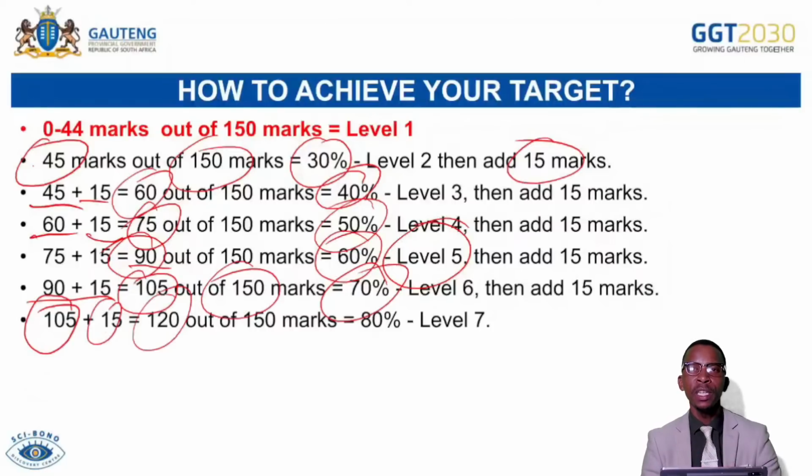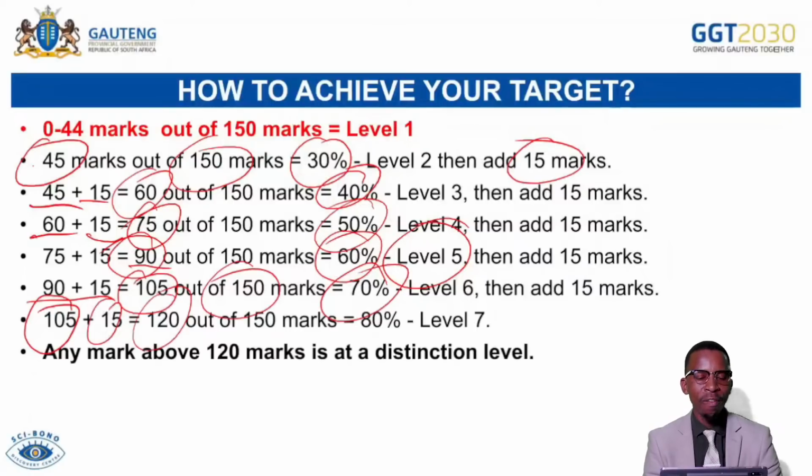So it is very easy for you to move from one level to another. As we are studying now, you know where you are as for your preparation. Just put more effort to move from one level to another until you achieve your target. Any mark above 120 marks out of 150 is a distinction level.